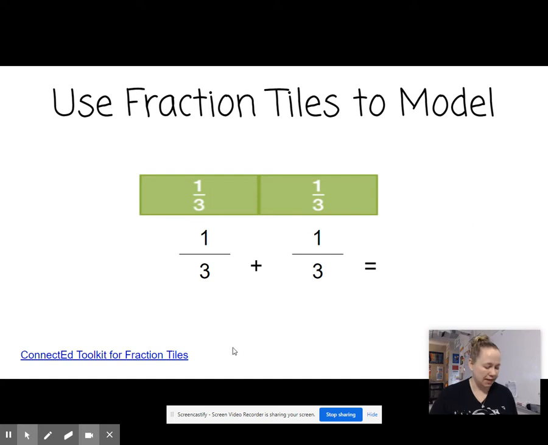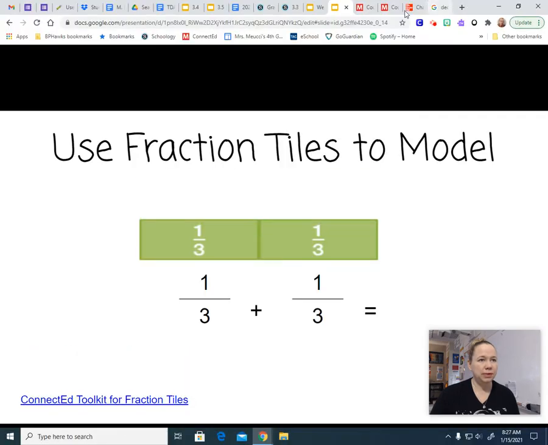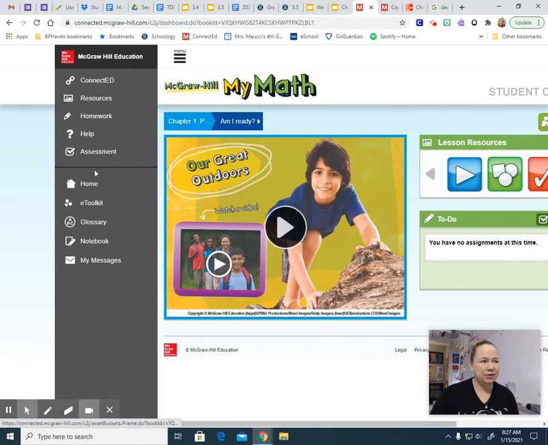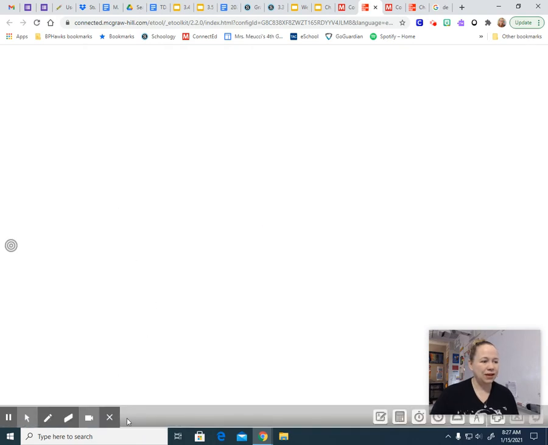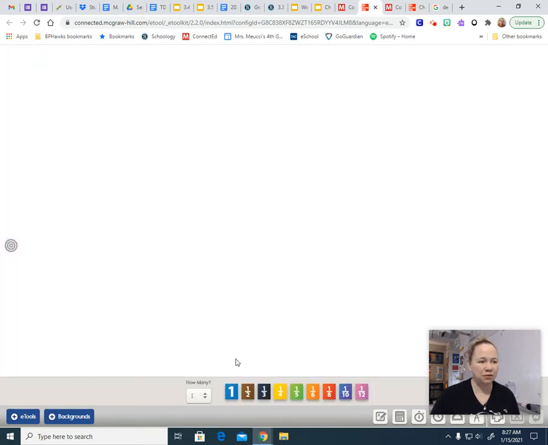Okay, so we're going to use that toolkit like we've worked with before, to model addition and subtraction of fractions. So here's my toolkit. Remember that to get to the toolkit, you click on menu, e-toolkit. Remember that? Great. And then in this corner, e-tools. And we need fractions. If you didn't do that, go ahead and hit pause and do it now. Okay, here we go, fractions.